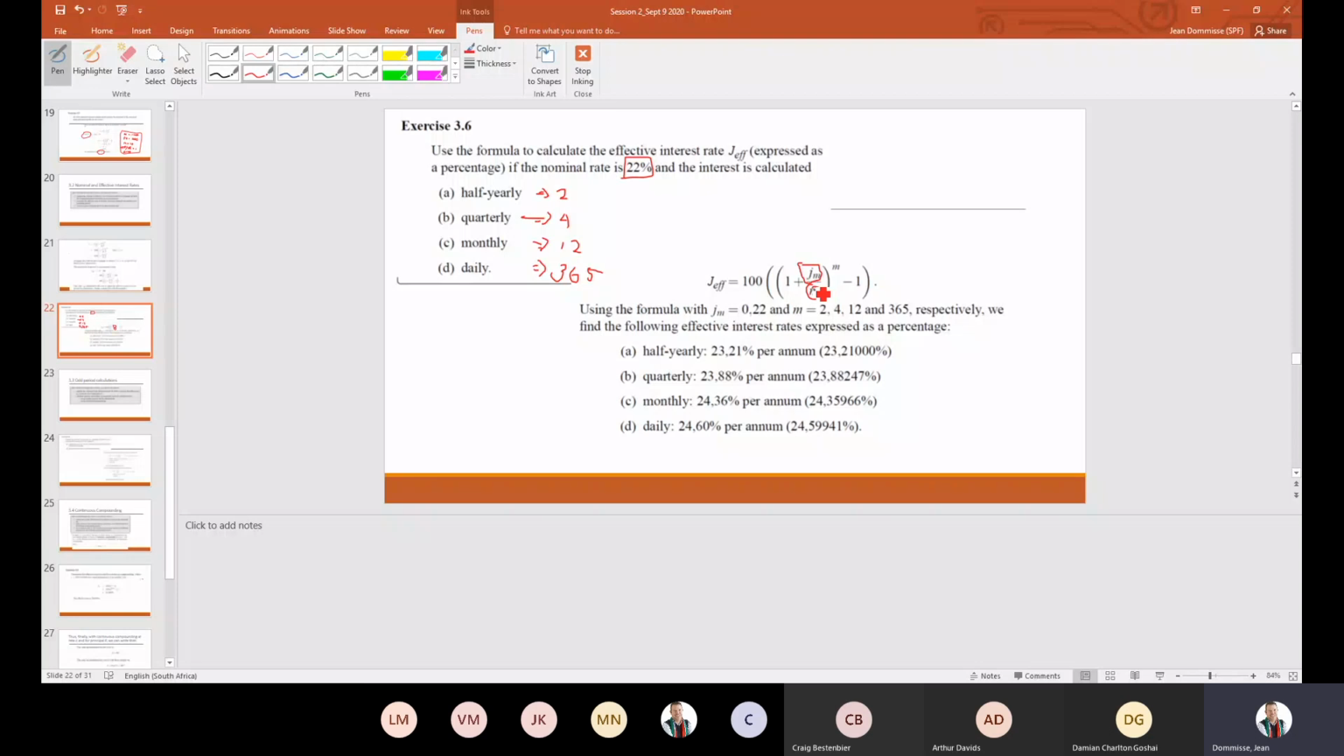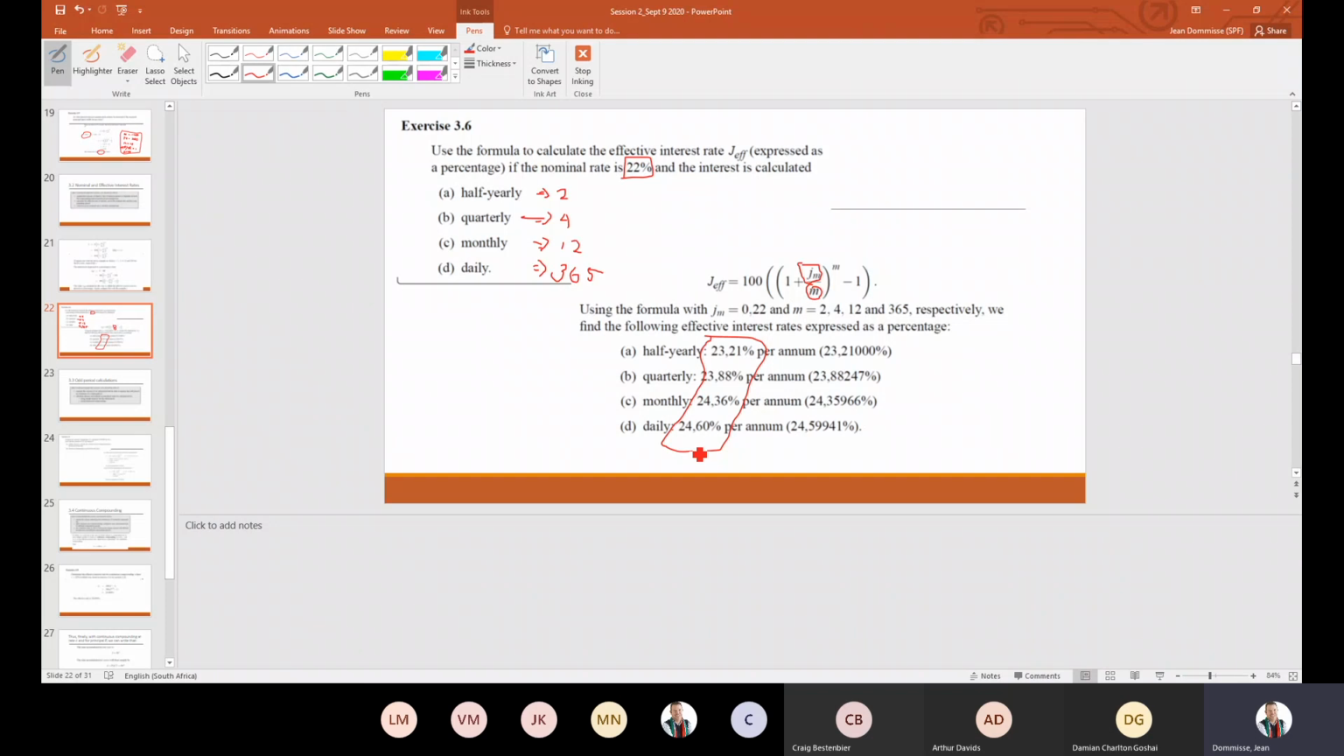And you will see in your answers that they are actually very close to one another. The one with the least amount of periods is always the smaller, because if you look at interest on interest, obviously if it's only twice a year, it will be smaller than if it is on a daily basis.